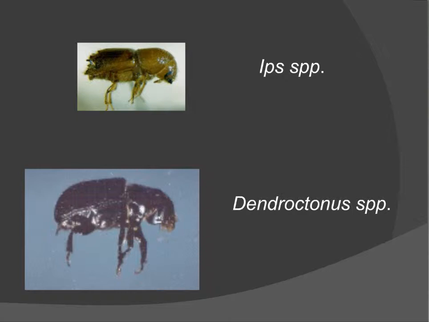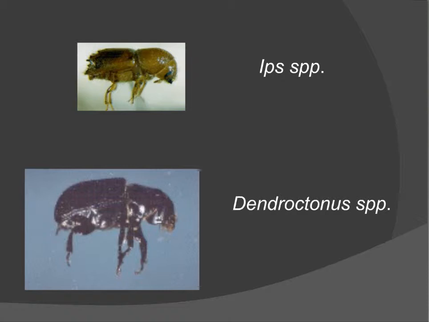We've got Ips species and Dendroctonus. Dendroctonus is about twice the size of Ips. If you look at the back end of the insect, Ips beetles will have a bite taken out, where they've got these spines on the rear end, where the Dendroctonus species are smooth.